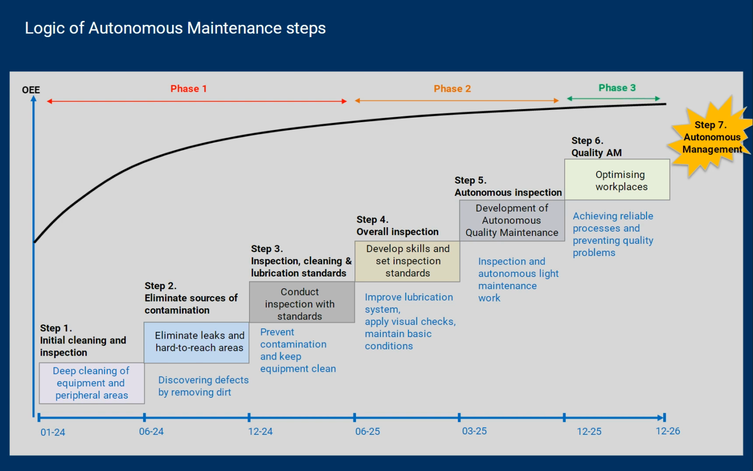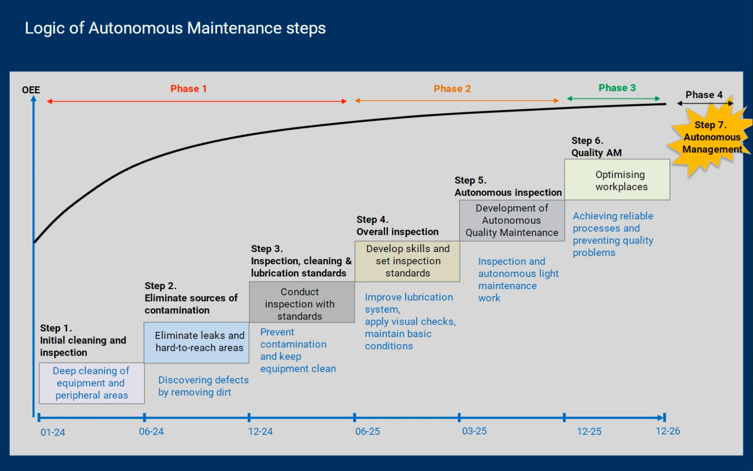The third phase of the development program covers Step 6, known as Autonomous Quality Maintenance. The previous steps of autonomous maintenance have been oriented toward the goal of zero breakdowns. At this stage, the focus of operator activities is on ensuring process and product quality, with particular attention to equipment parts and systems that can affect the quality of manufactured products.